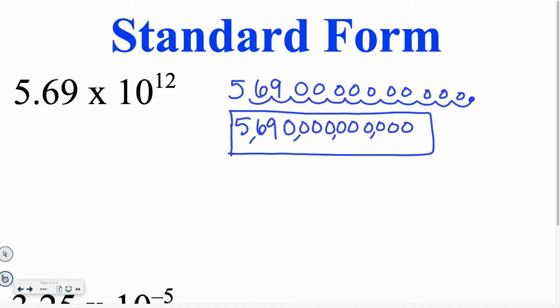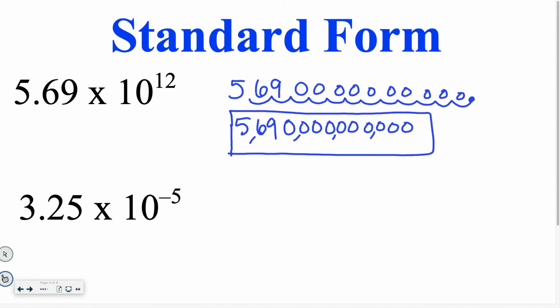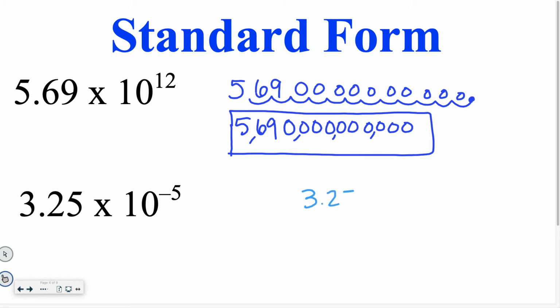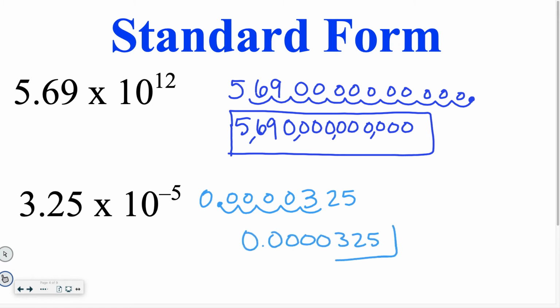All right, now let's look at another example where we have 3.25 times 10 to the negative 5th. So I'm going to say 3.25. Negative means I'm moving to the left, so I'm going to move it 1, 2, 3, 4, 5. Erase my decimal from the starting position, and this would be my answer, 0.00000325. That would be my answer in standard form.